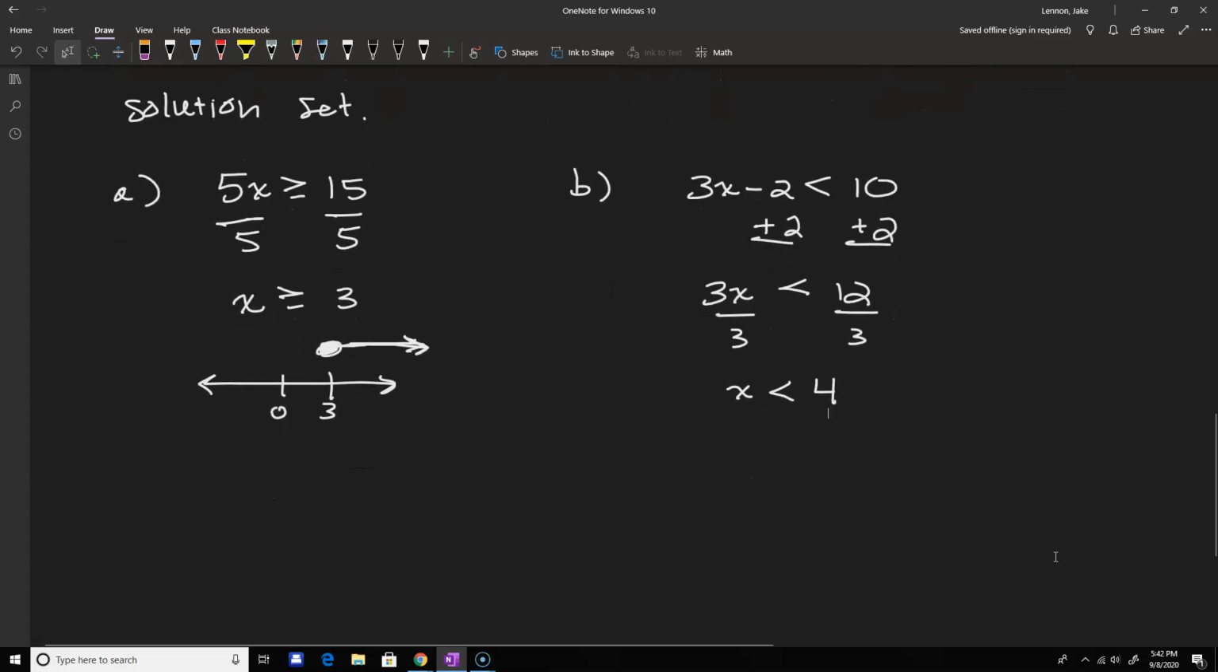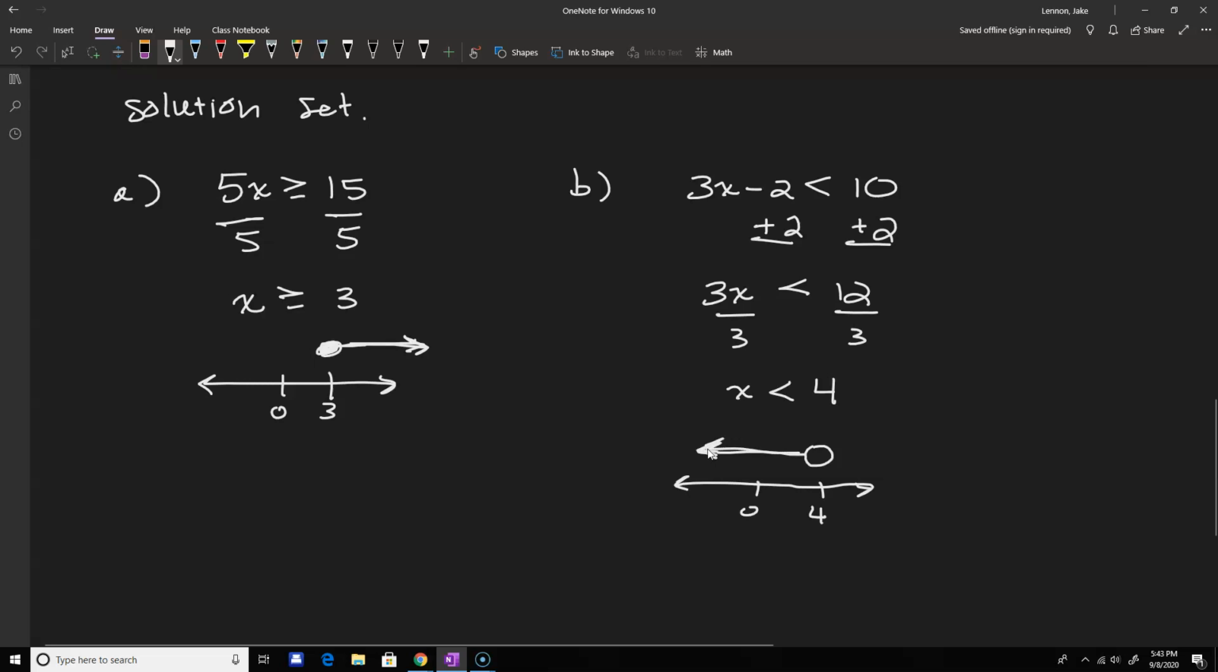So, again, you might have 0 here and 4 over here. This time it's strictly less, so our answers are the numbers less than 4, but we're not including 4. It's just a boundary value. We don't include it, and we want to shade to the left. So this is our solution set.